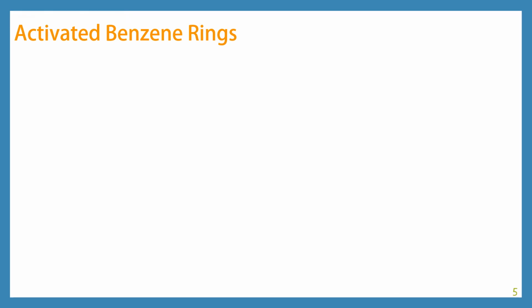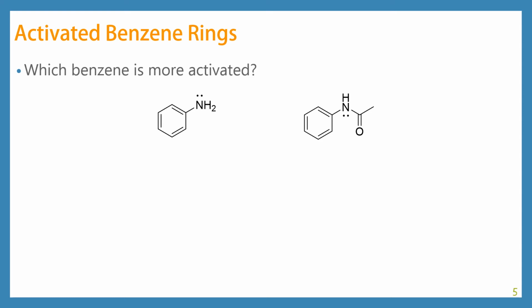So while we're still thinking about ortho-para directors, let's also discuss the concept of an activated benzene ring. To do this, we're going to compare two molecules: aniline and an amide made from aniline. Both of these are ortho-para directors because the lone pair on the nitrogen is on the atom that's directly attached to benzene. It's not removed by another carbon or anything like that. So these are both ortho-para directors.